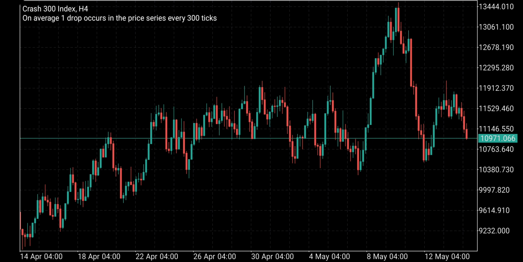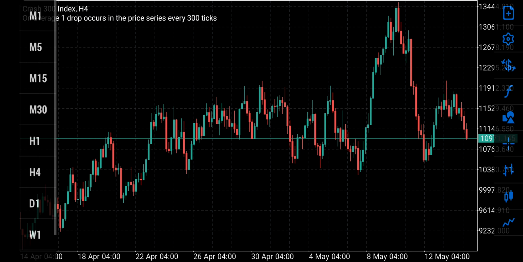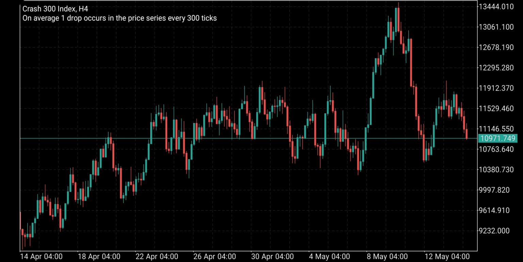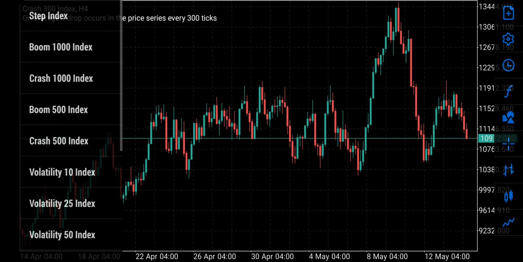So basically I trade the boom and crash. The reason for that is because the forex market has a lot of things, the fundamentals, where you have to listen to the news to do this and that. I'm not good with that, so I trade the boom and crash.